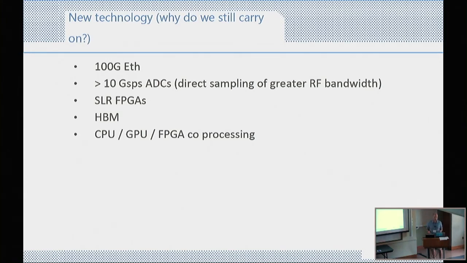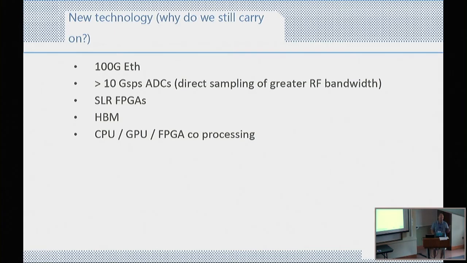Why do we do all these things? Why do we constantly push the boundaries? So we're looking at having talks about 100 gig Ethernet. We're looking at greater than 10 gigabits per second ADCs with larger analog bandwidths. We're looking at super logic region FPGAs, which have HBM, the onboard memory on the FPGA, and the co-processing. Why do I always push the bandwidth?